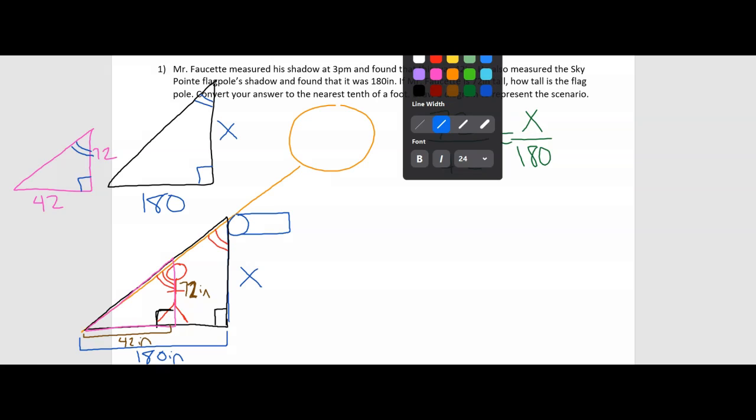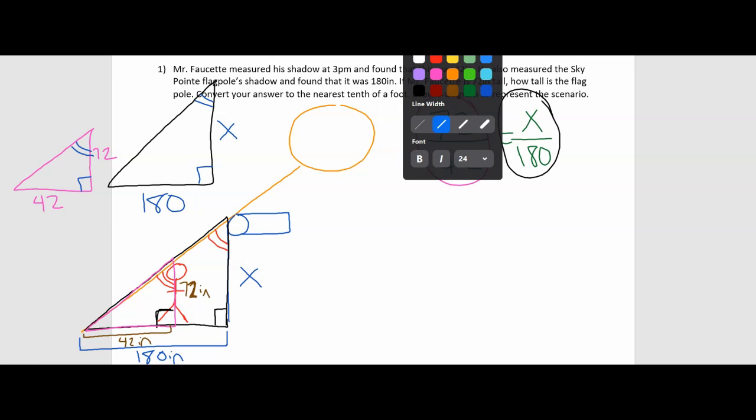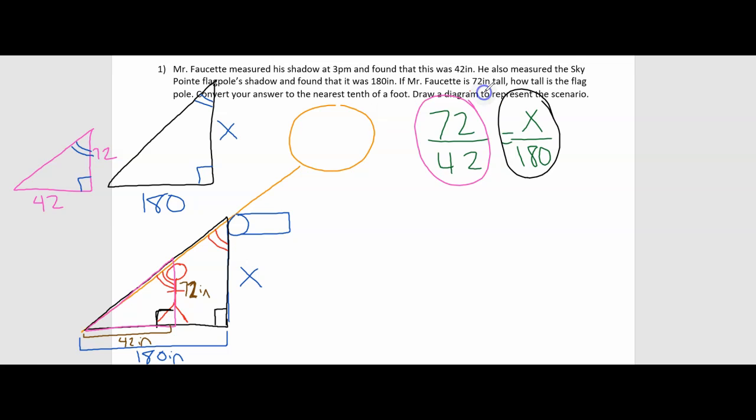If I want to use the pink triangle completely on the left-hand side and the black triangle on the right-hand side, I could also do 72 over X is equal to 42 over 180. In that case, I'm doing my pink triangle in the numerator and my black triangle in the denominator. And there's some other ways too, right? You could flip those numerators and denominators if you flip both of them.